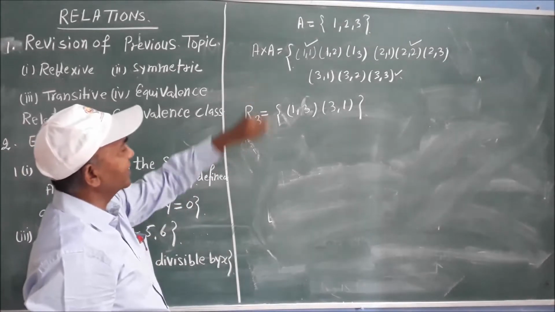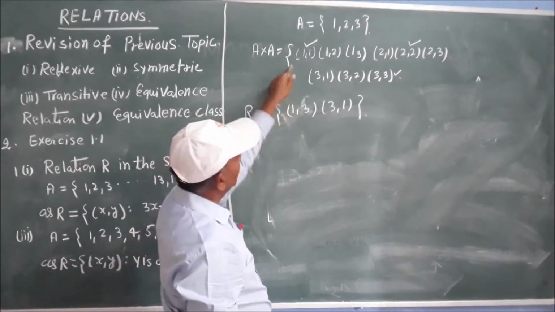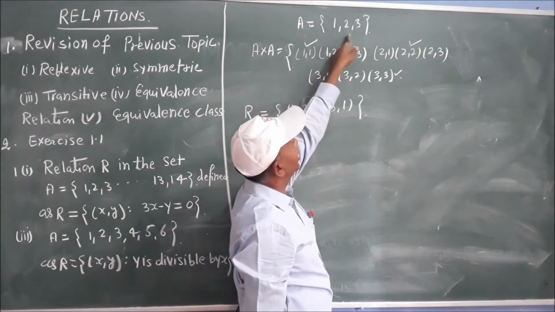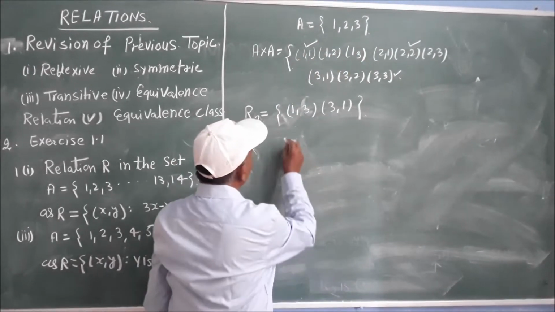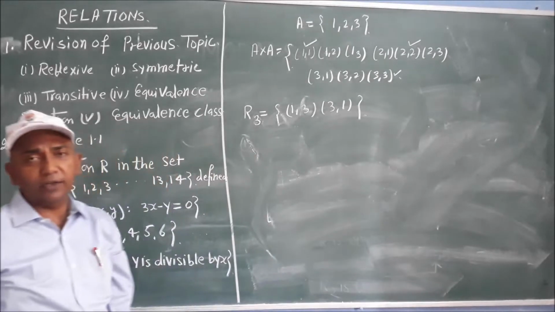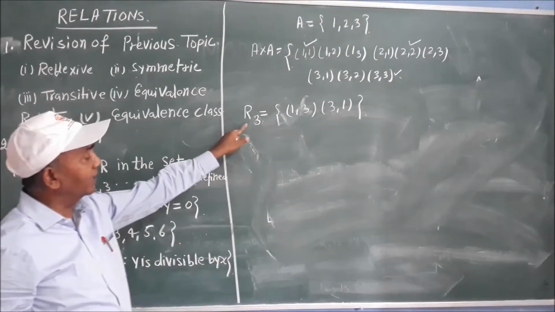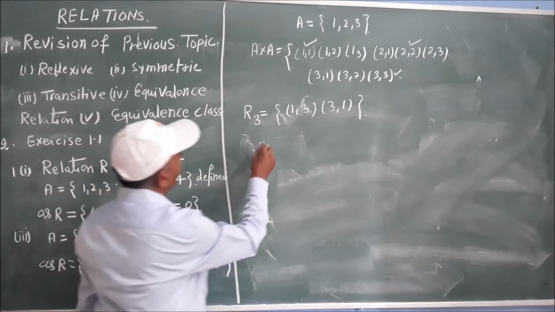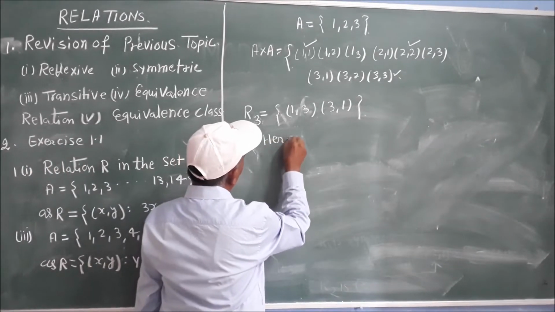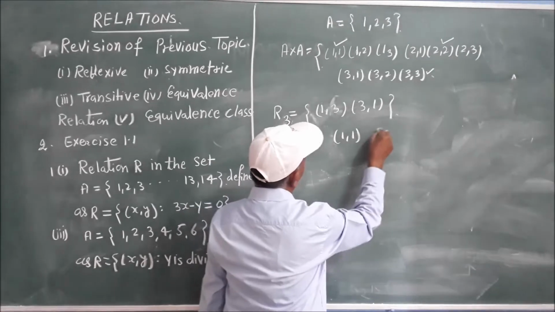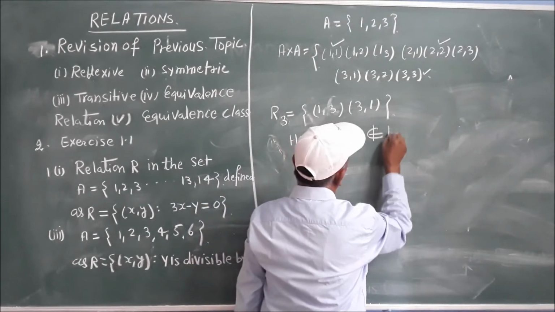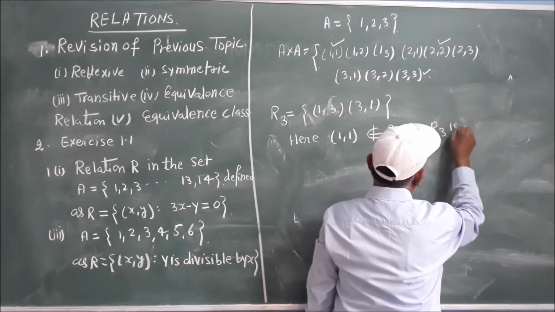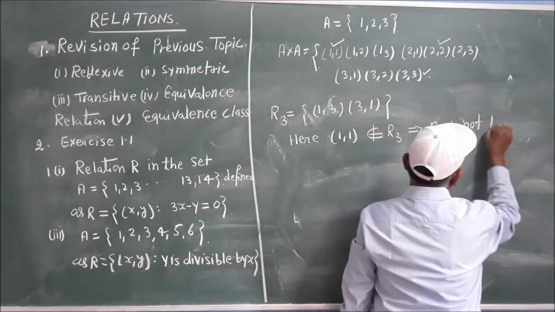First we check for reflexive. For reflexive, here 1 1 is not present. Reflexive means every element of A is associated with itself. If you find any element which is not present in the relation, we can say it does not satisfy the property. So here you can say 1 1 does not belong to R3. So this implies R3 is not reflexive.